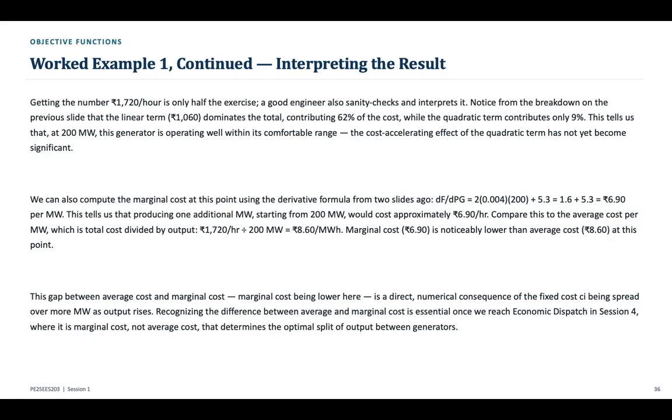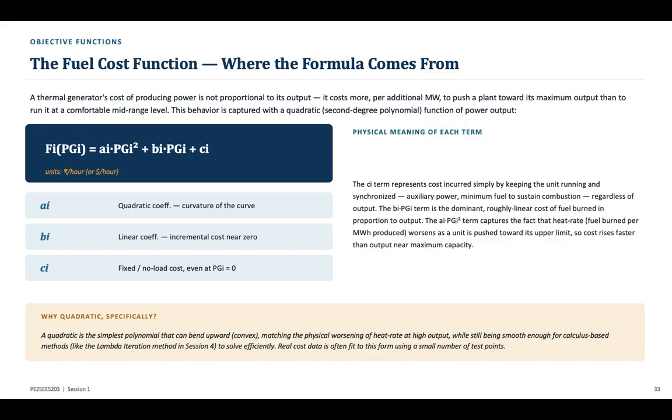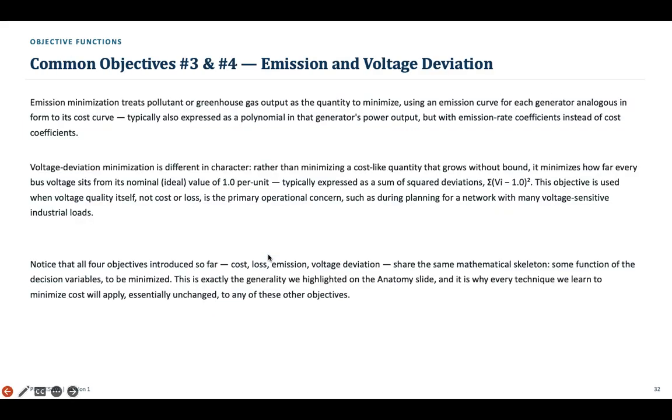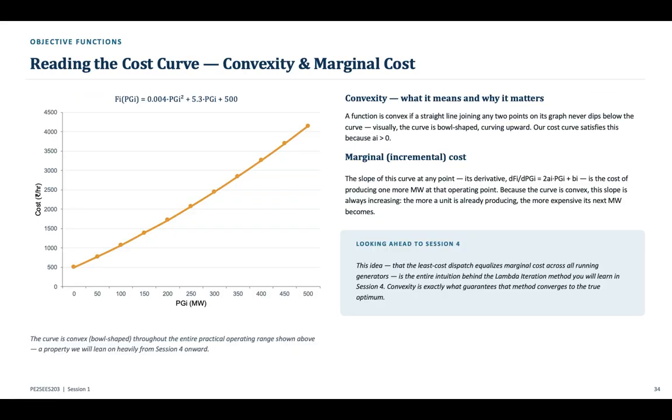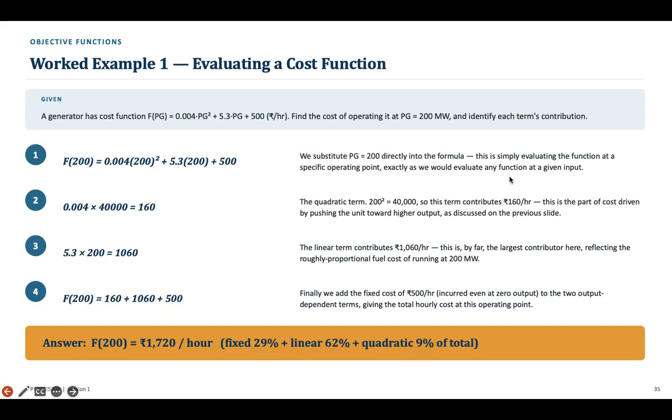This tells us that at 200 megawatt, the generator is operating well within the comfortable range. The cost accelerating effect of the quadratic term has not yet become significant there. See, we can also compute the marginal cost at this point using the derivative formula from this slide here, df. You can see here anything in the quadratic curve, I guess I showed you the formula there. Yeah, here, you can have a look into this formula.